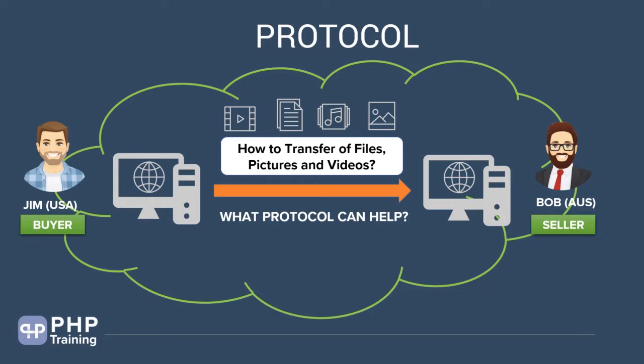Okay, so there has to be communication between Jim and Bob via specific formats, that is basically files, pictures or videos, right? And what protocol do we use? We can use TCP/IP, because TCP/IP is transport, an underlying protocol. The responsibility of TCP/IP is just to transfer the data irrespective of the format. Okay, so let's understand what protocol we'll use.